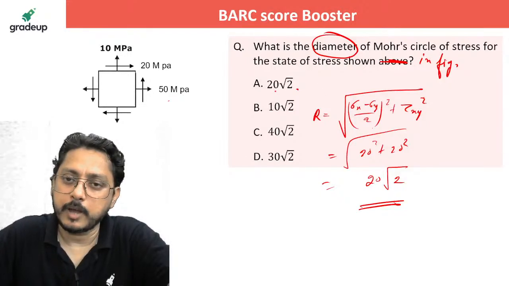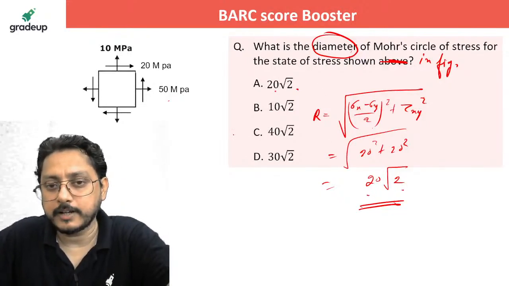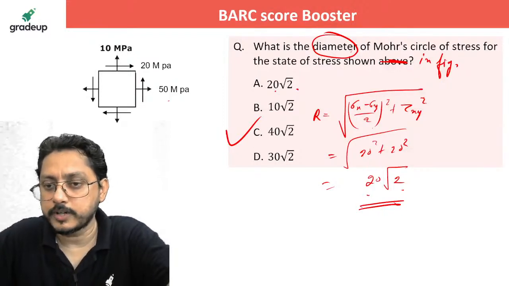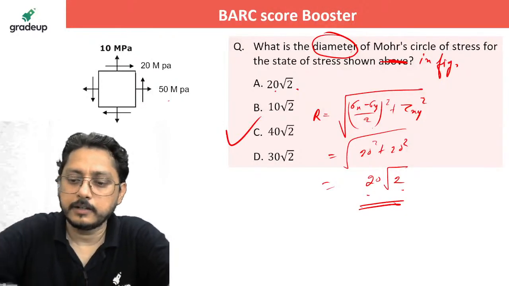Are you getting my point? So the diameter of the Mohr circle becomes twice of that, that is 40 under root 2. See, it's not 20 under root 2, it's 40 under root 2. Now what about this one?